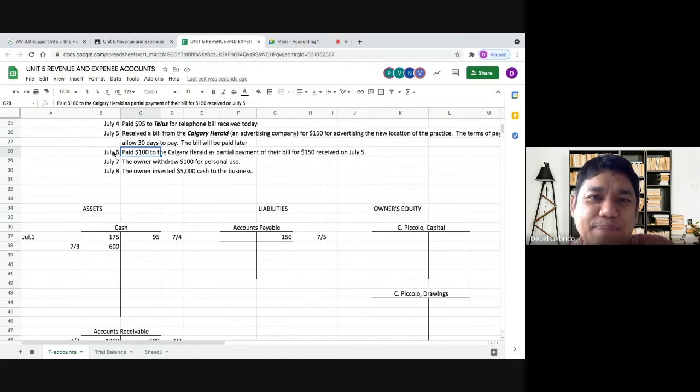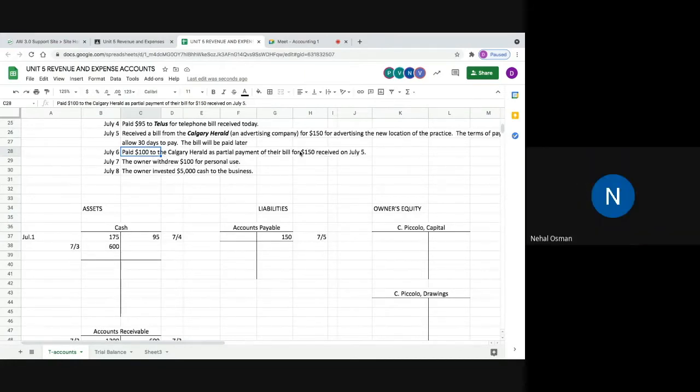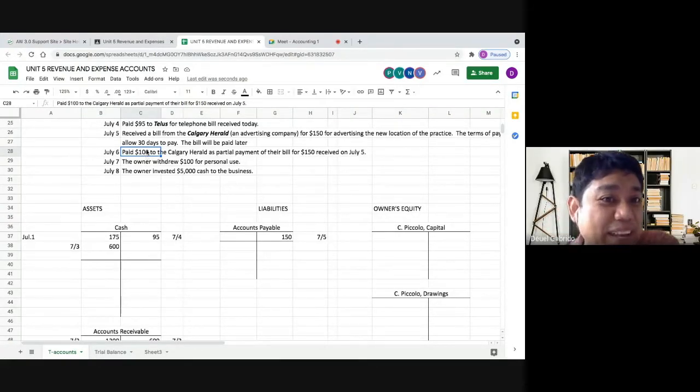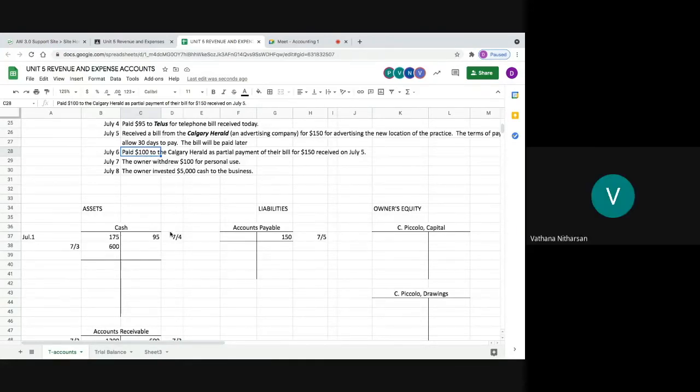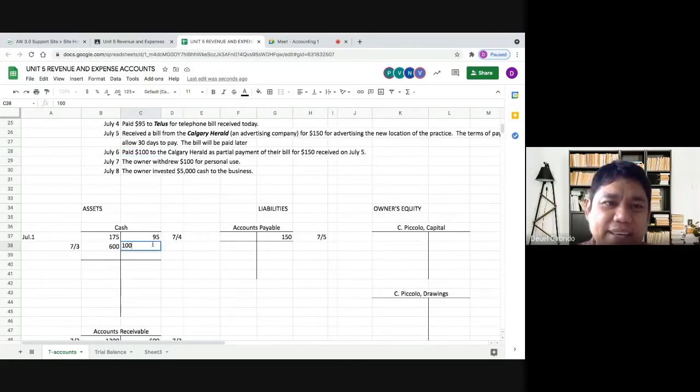Now, July 6th, 5 and 6 are connected. Paid $100 to the Calgary Herald as partial payment of their bill for 150 received on July 5. Did we pay the full amount, 150, guys, or no? Not yet. We have 50. We paid 100, right? So what's going to happen to your cash then? It will decrease. So I'll put 100 here, and this is July the 6th, right?